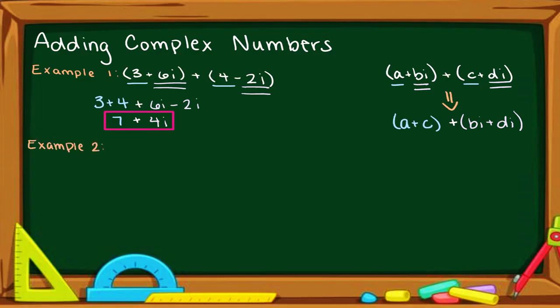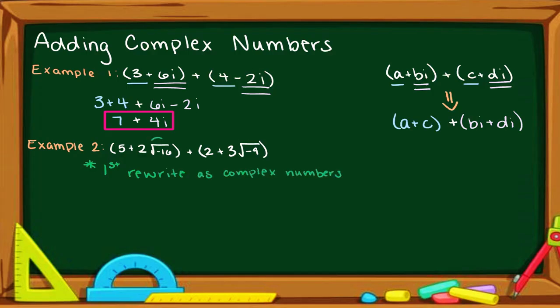Let's take another example. We have 5 plus 2 square root -16 plus 2 plus 3 square root -9. The first thing we want to do is rewrite both of these expressions as complex numbers. We can do this by modifying our square root -16 and our square root -9. The square root of -16 is equal to the square root of -1 times the square root of 16, which is i times 4, or just 4i. The square root of -9 is equal to the square root of -1 times the square root of 9, which is i times 3, and that equals 3i.